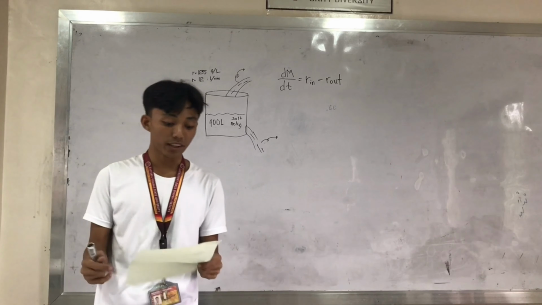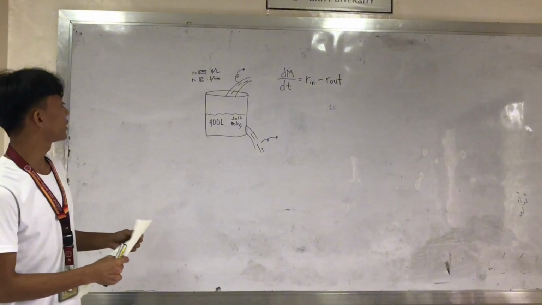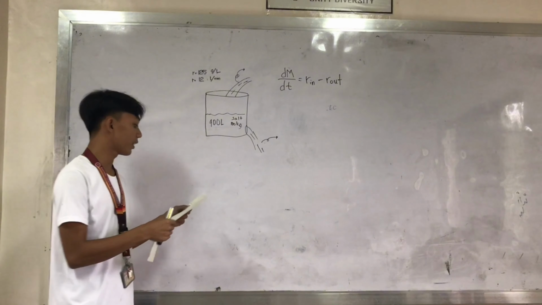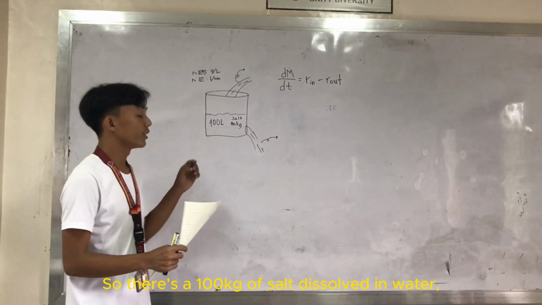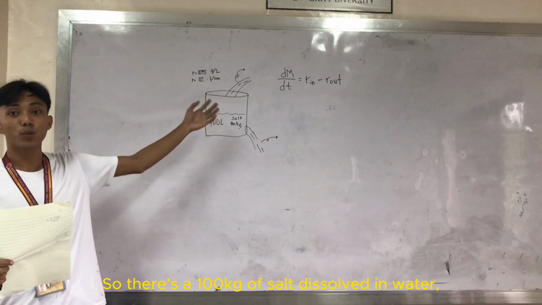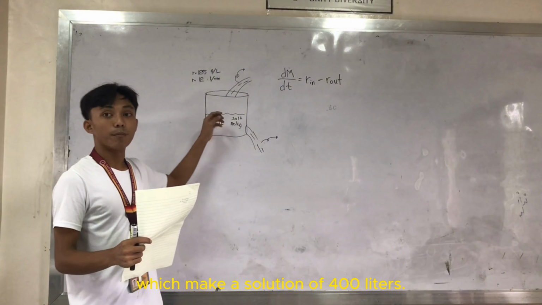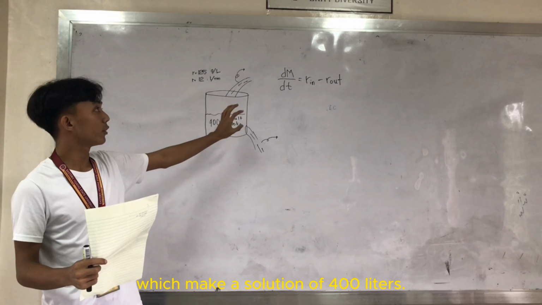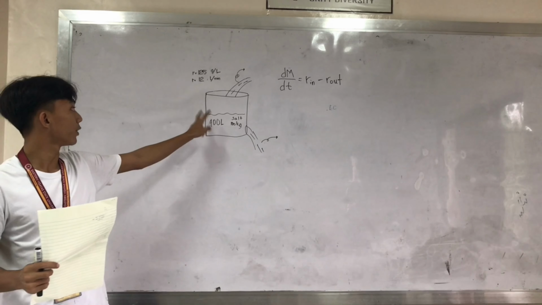For problem number 1, a tank contains 400 liters of brine containing 100 kilograms of salt in solution. So the 100 kilograms of salt is dissolved in the water, so it forms 400 liters. The salt is dissolved and mixed in the 400 liters.